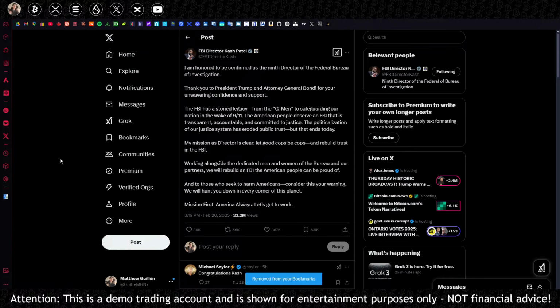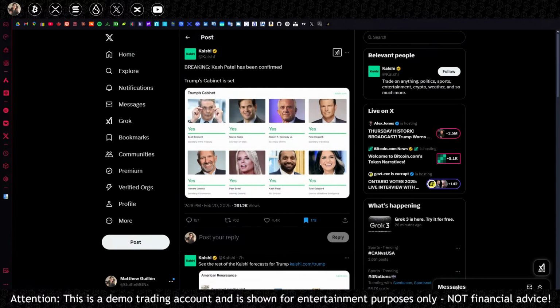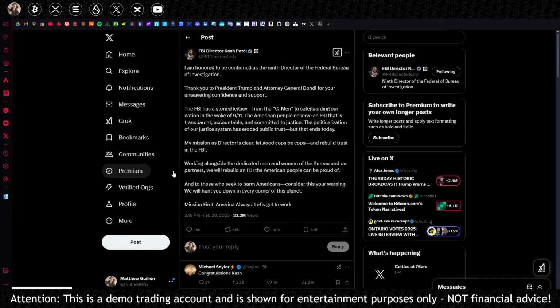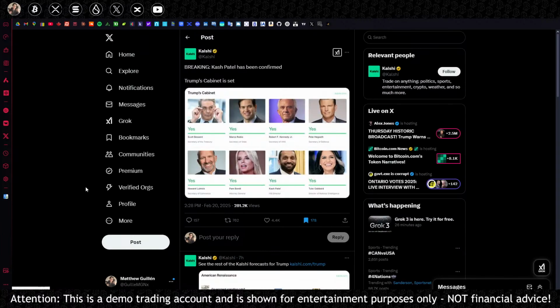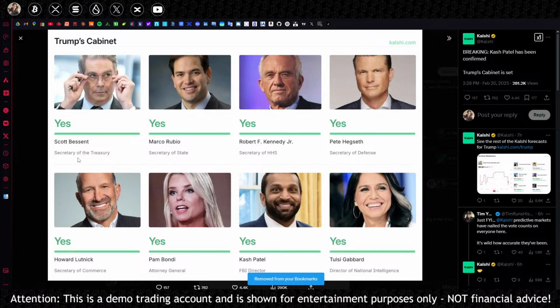That's right, guys. Kash Patel has been officially confirmed as director of the FBI. Here he is giving his thanks and history on the FBI, his mission, etc. So this is what the cabinet is looking like so far from Donald Trump. We got the Secretary of Treasury being Scott Bessent, really good. Marco Rubio, Secretary of State, obviously doing a great job, going to Saudi Arabia to discuss the diplomatic relations with Russia and stopping the war in Ukraine, etc.